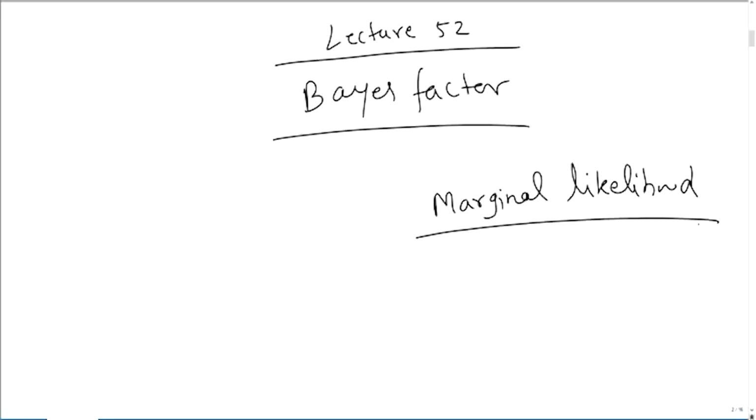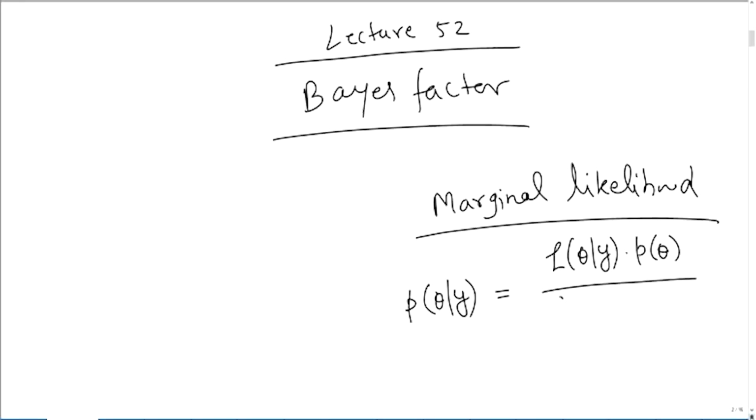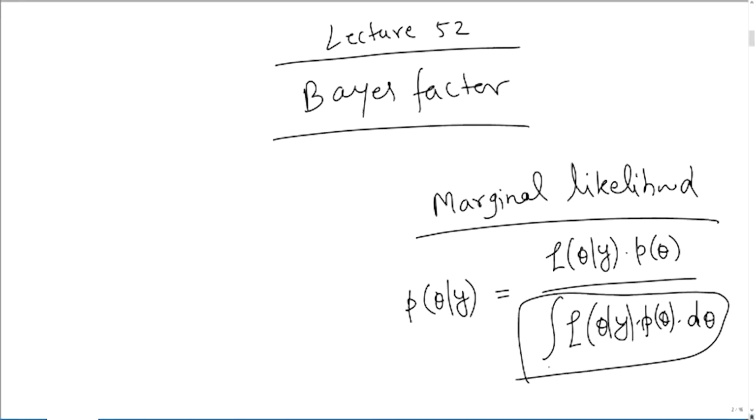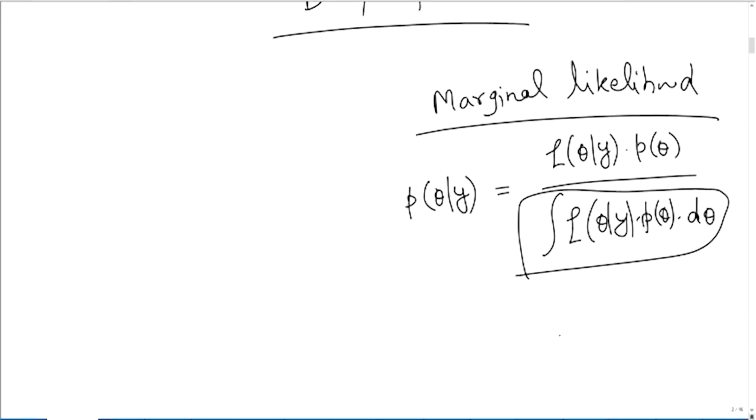What was marginal likelihood? Suppose you want to estimate the posterior distribution of a parameter theta given some data y. Then this posterior distribution is given by the likelihood of the parameter theta times the prior distribution of theta, divided by the integration of likelihood times prior with respect to theta. This term, the integration of likelihood times prior with respect to theta, is called marginal likelihood, ML.